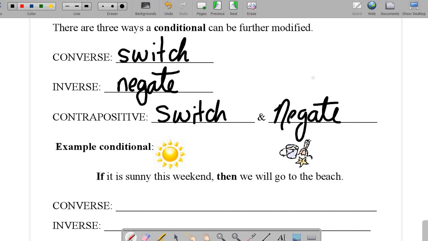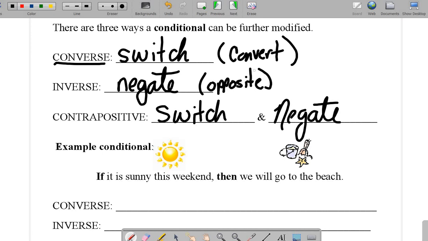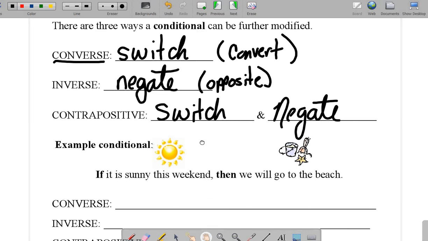You can take a conditional statement and you can switch the order of the cause and effect. That's called the converse. Converse, switch. Think convert. Inverse, negate. Negate means to say the opposite of. Contrapositive, you switch and negate. I'll give you an example here.